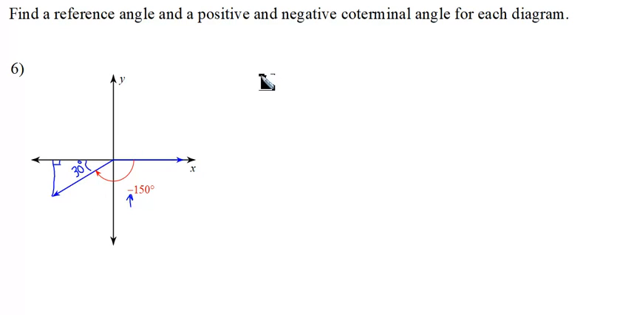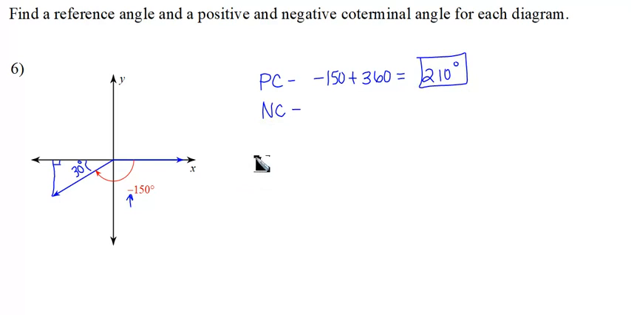Now let's find a positive coterminal angle and let's find a negative coterminal angle. Just like we did before, we're going to take the angle that we have, negative 150. I'm going to start by adding 360. That gives me a coterminal angle of 210 degrees. If I'd like to get a negative coterminal angle, I'm going to continue in that same direction. I'm going to subtract 360. And that gives me a total of negative 510.